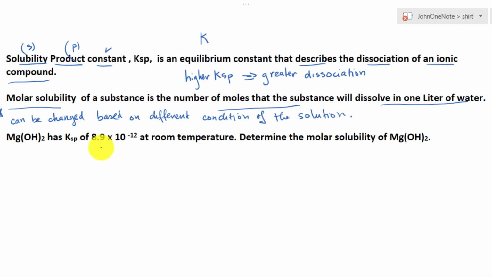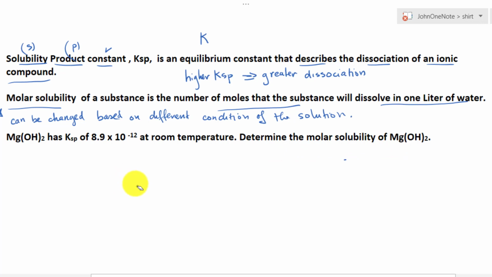Let's try a problem together. I have magnesium hydroxide, which has a KSP of 8.9 times 10 to the negative 12 at room temperature. Determine the molar solubility of magnesium hydroxide.